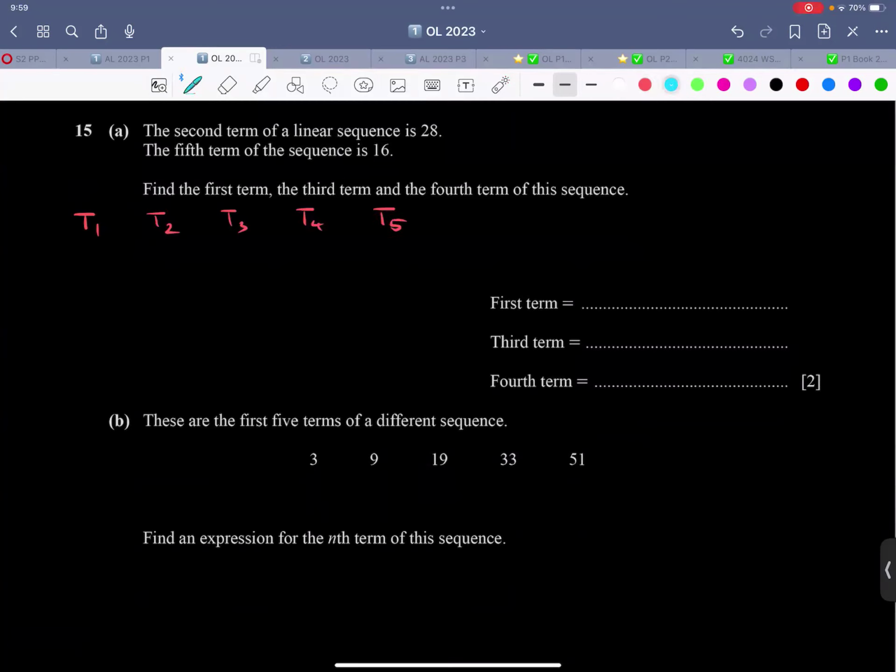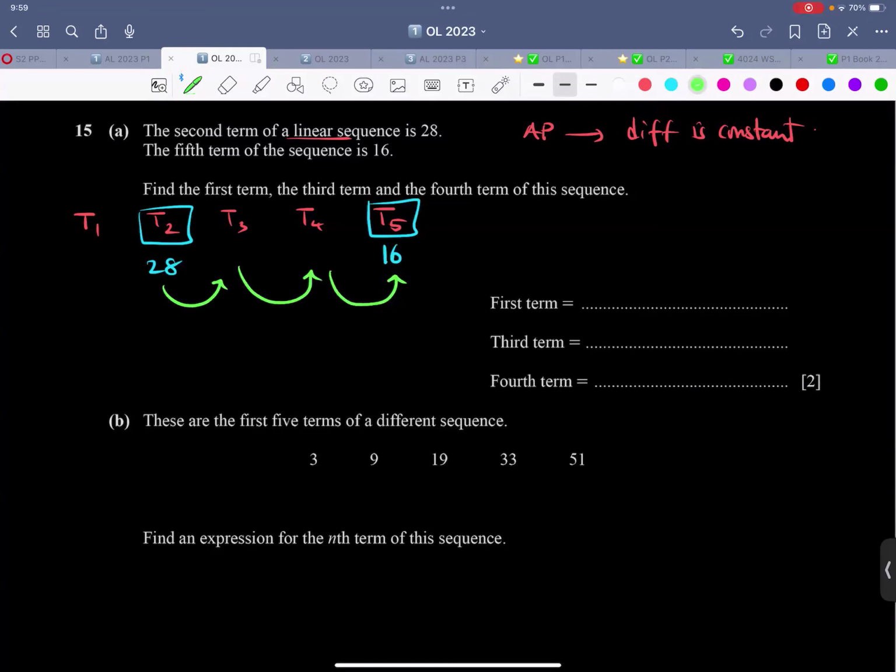We are given the second term of a linear sequence. Now, this is the key word. That is linear. That means it's an arithmetic progression, an arithmetic sequence. The difference is constant. That is the key word. So now we have the second term, this is 28. And we have the fifth term, that is 16. That means there is a difference over here, over here, and over here. There are three differences. So this difference is D, this is D, this is D.